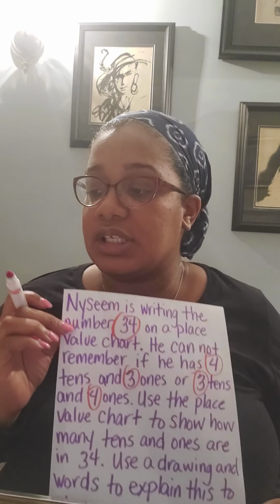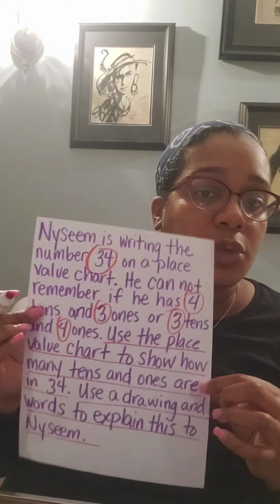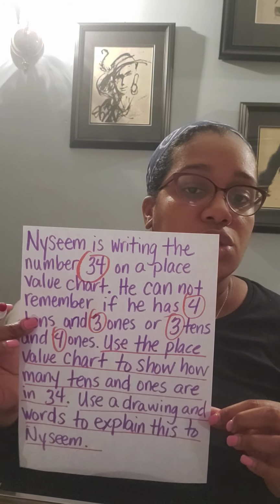And then there really isn't a question so much as directions. So we're going to focus on: use a place value chart to show how many tens and ones are in 34. Use a drawing and words to explain this to Nasim. That's what we're answering in order to answer this problem. In order to answer this problem, I need to really know which number goes with my tens and which number goes with my ones.